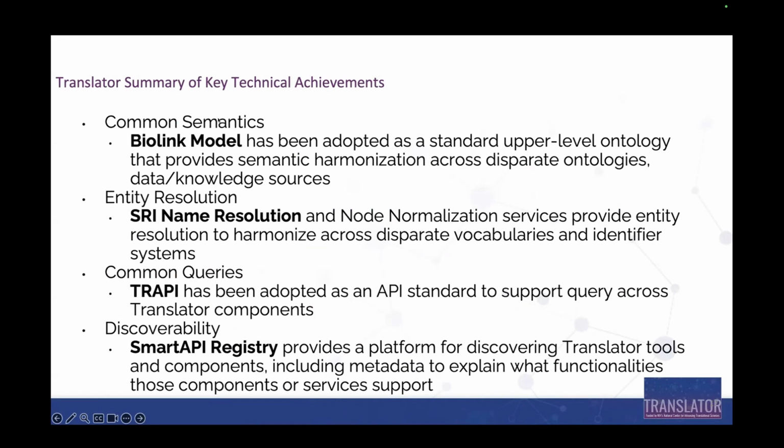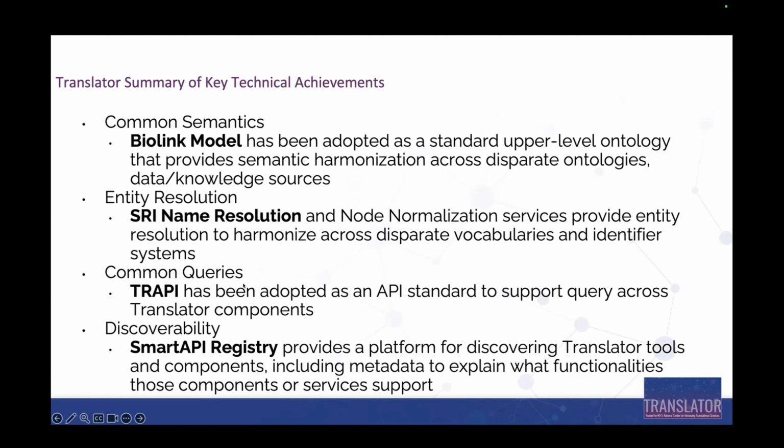So the BioLink model is basically a schema and an ontology that unifies all of these different data types. There's been a ton of work as part of the Translator community in allowing you to harmonize across not only these data sources, but existing ontologies as well. Entity resolution, matching up names across different resources, is a big thing they've done.